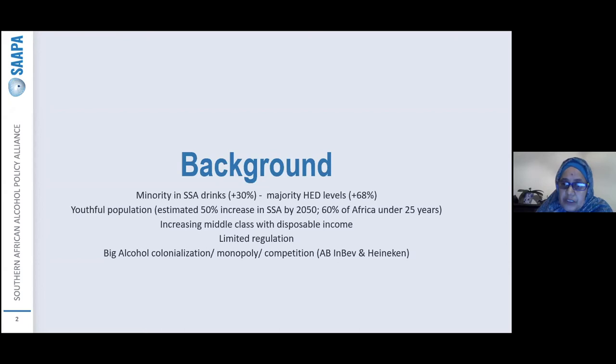And within our network, only 3 countries thus far have got policies. And so for us, we see big alcohol as another wave of colonization, and the competition between the big three, but particularly InBev and Heineken, is a real challenge.